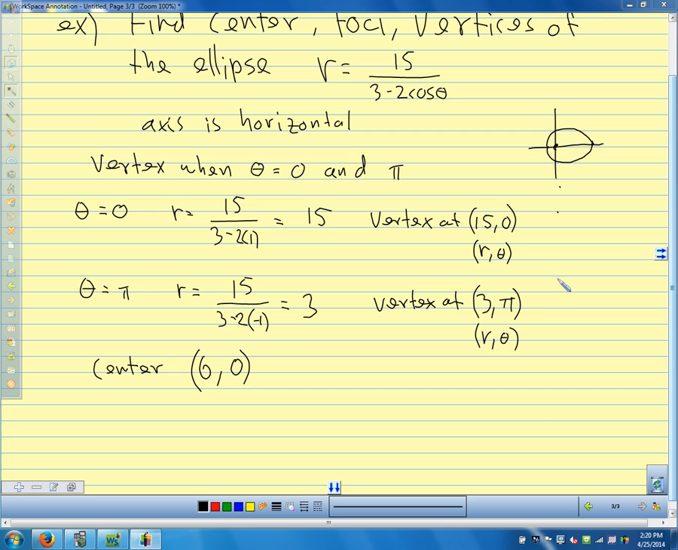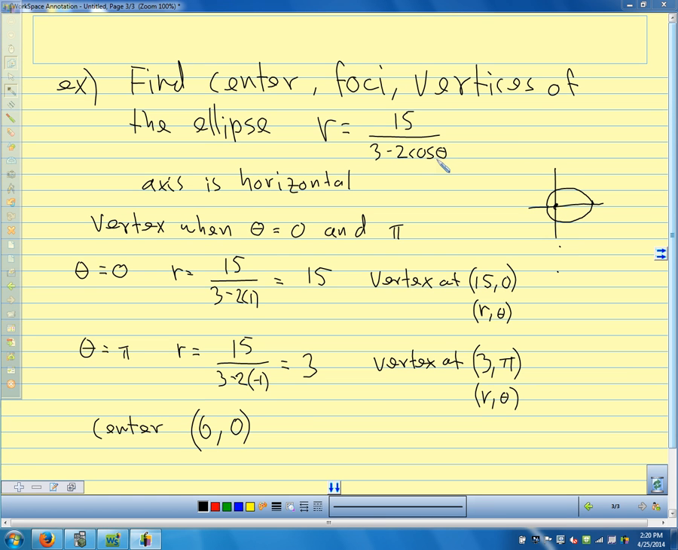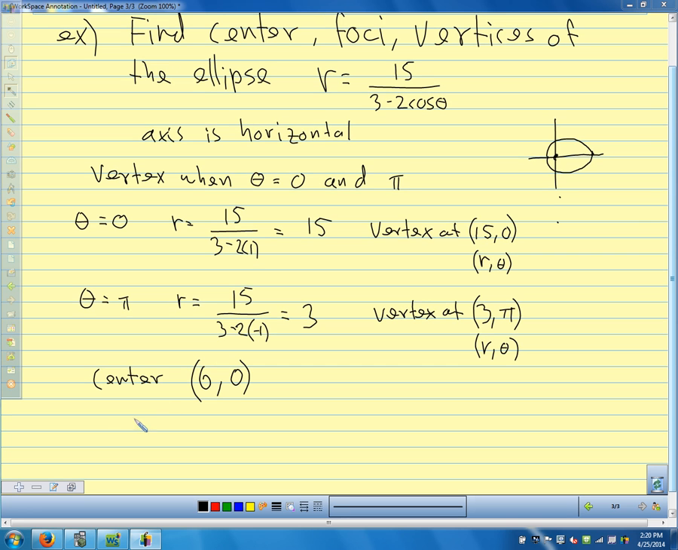All right, so we're almost done. Where's one focus always with our polar form? At the pole. So our center is 6, 0, and one focus is at 0, 0. What information do we get from this? c equals 6, if we're thinking about how we worked with ellipses before. So if our center is at 6, 0 and one focus is at 0, 0, where's the other focus? 12, 0, 6 units the other direction from the center.